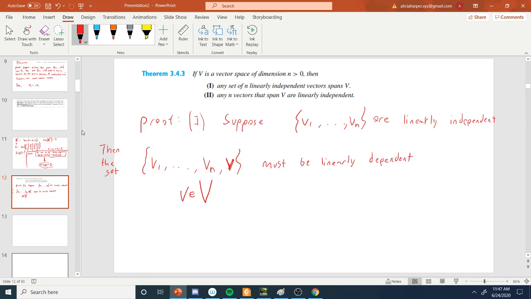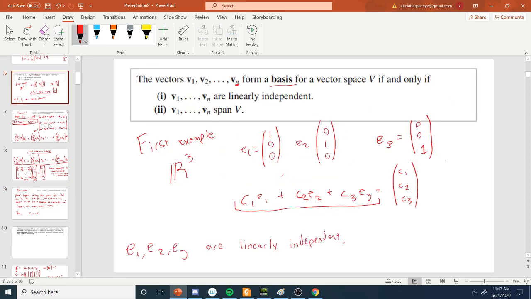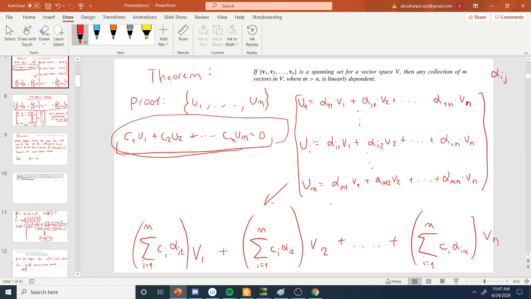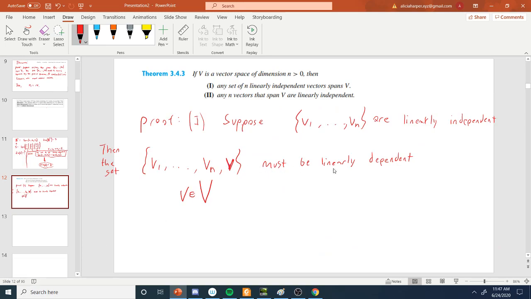Why does this set have to be linearly dependent? Well, this follows from our preceding theorem. Namely, that if we have any collection of m vectors in V where m is greater than n, the set has to be linearly dependent. So since this set is linearly dependent, we have to have a relation C1 times V1 plus ... Cn times Vn plus alpha times V is equal to 0 by the preceding theorem.